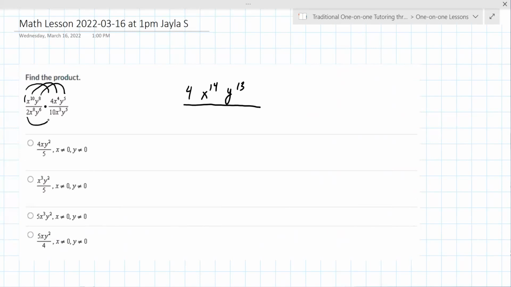On the bottom, it's 2 times 10, it's 20. X to the 8th times x cubed, that's x to the 11th. Y to the 6th times y to the 5th is also y to the 11th.